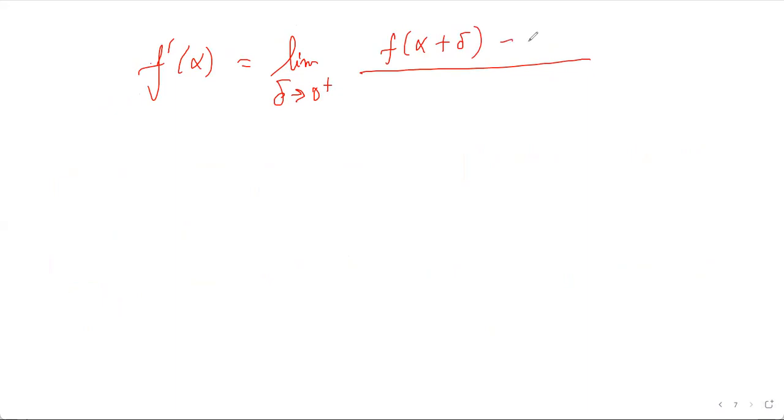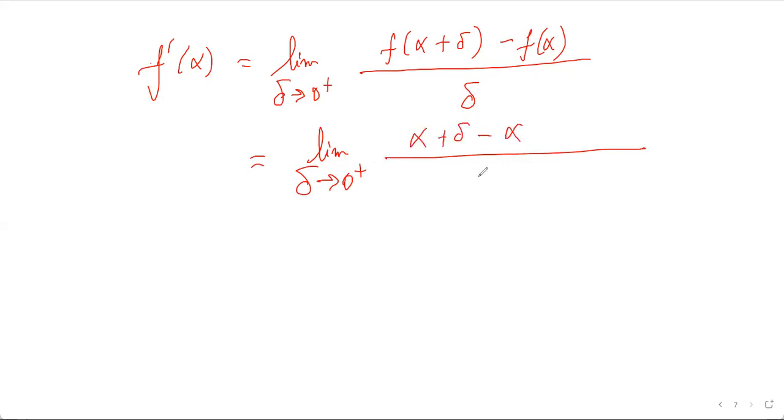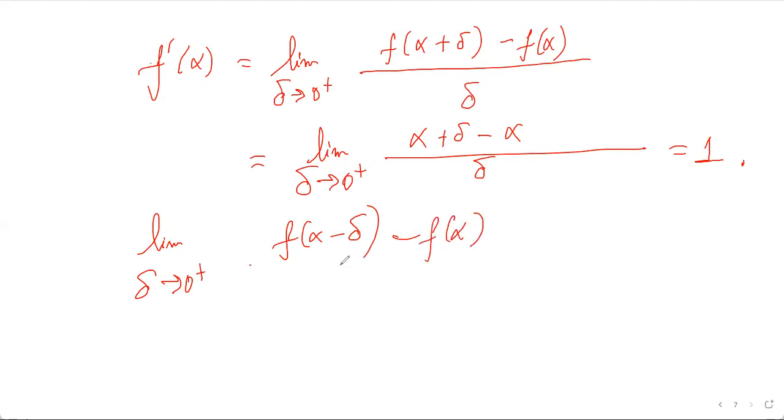You can leave it if you don't have time to show that. You can just leave it by writing that similarly. But if you have time, just show it, because a little change is there, but almost the same. So delta tends to 0 plus, which is basically alpha plus delta minus alpha by delta, and that is equal to 1. But then what we have is the limit as delta tends to 0 plus of f of alpha minus delta minus f of alpha. So this is the little change here.